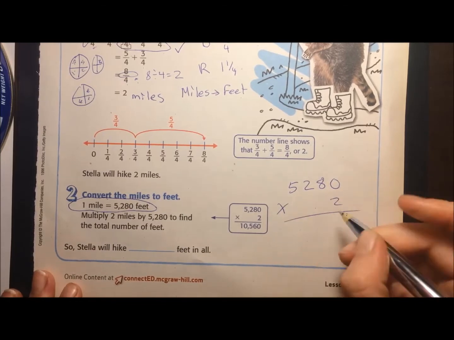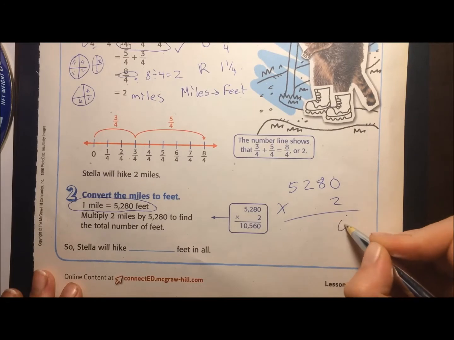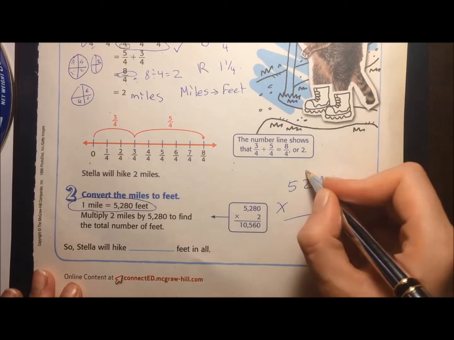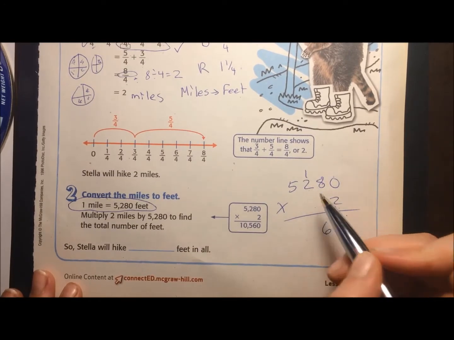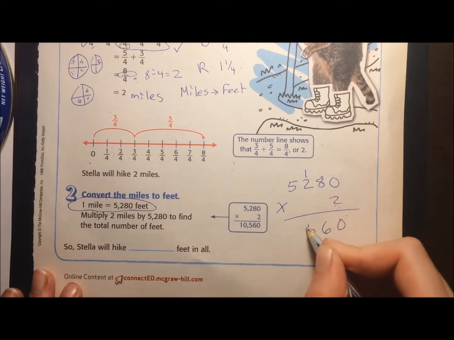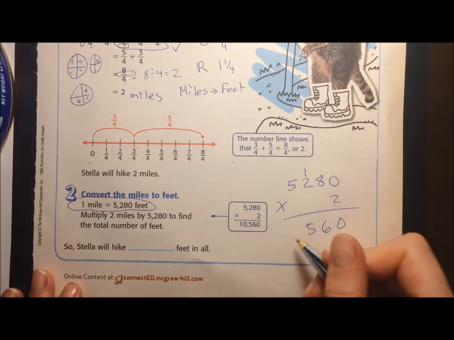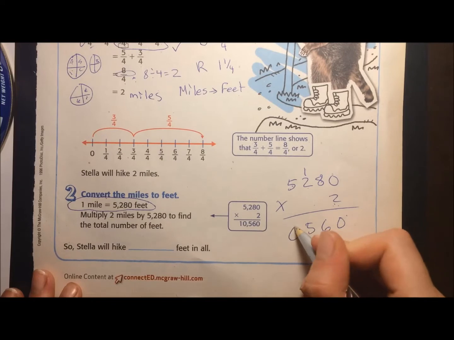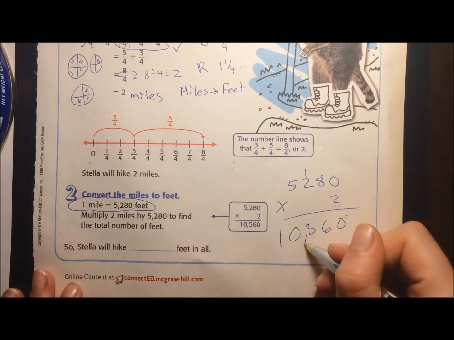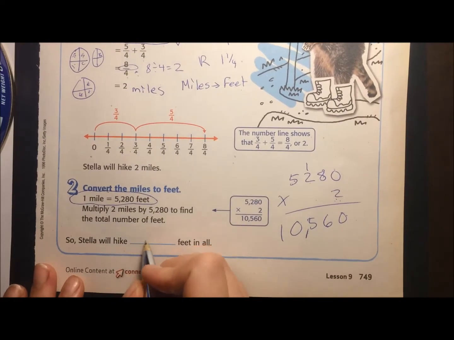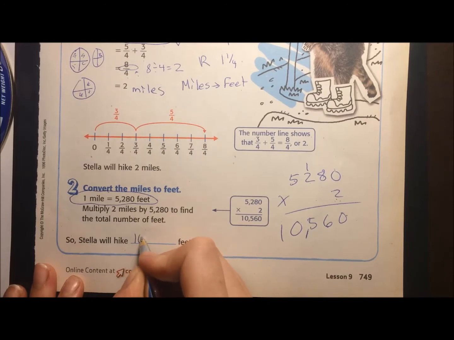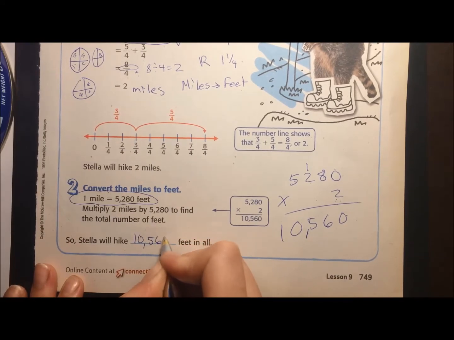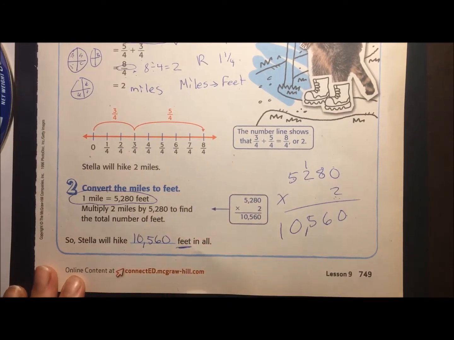Times 2. 2 times 0. 2 times 8 is 16. Carry the 1. 2 times 2 is 4, plus 1 is 5. 2 times 5 is 10. So, Stella will hike 10,560 feet in all.